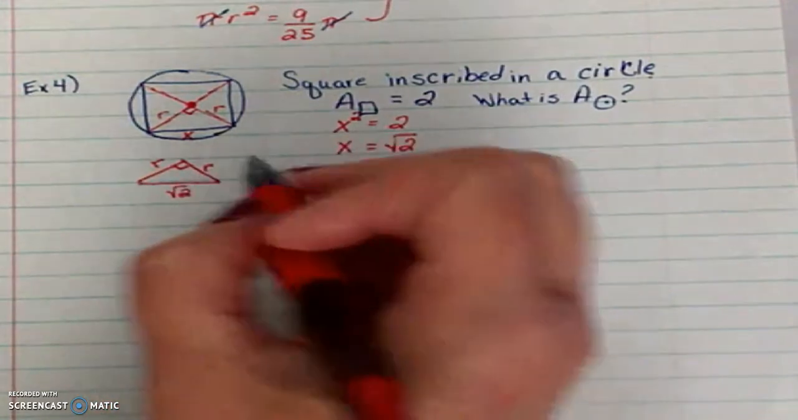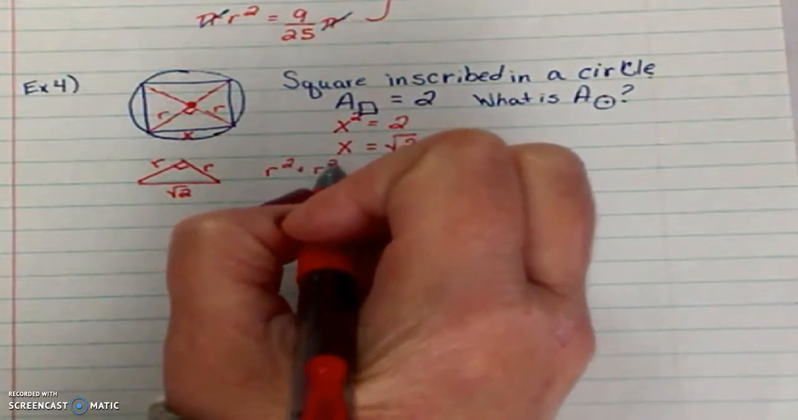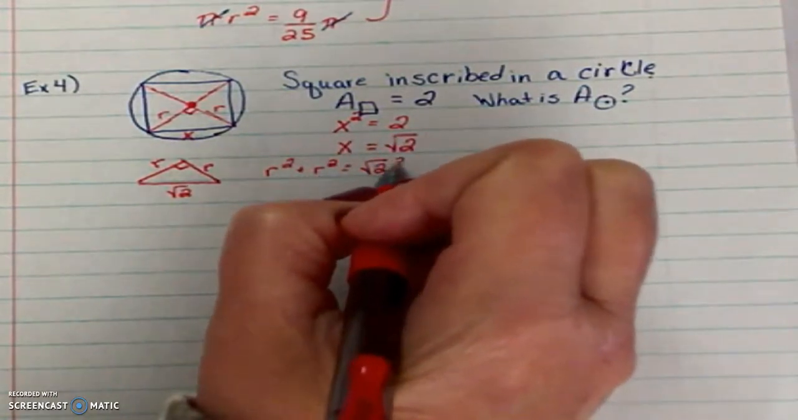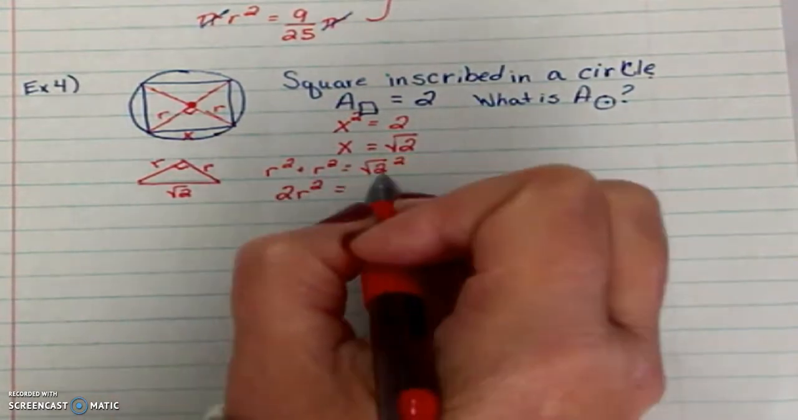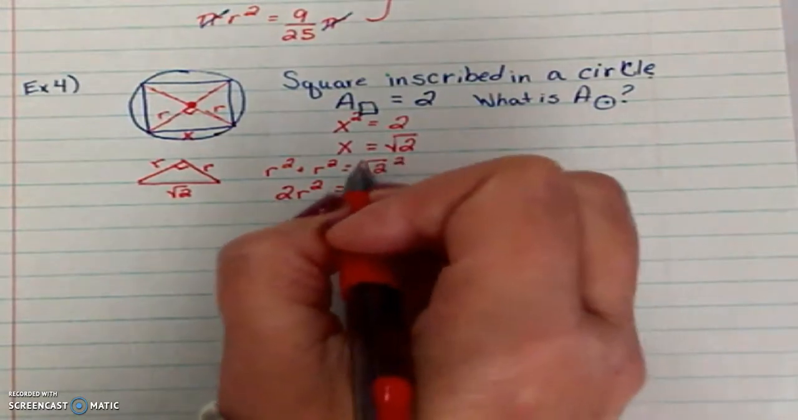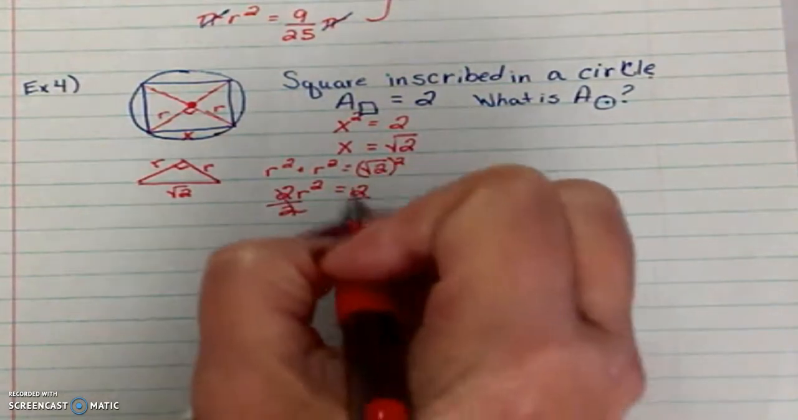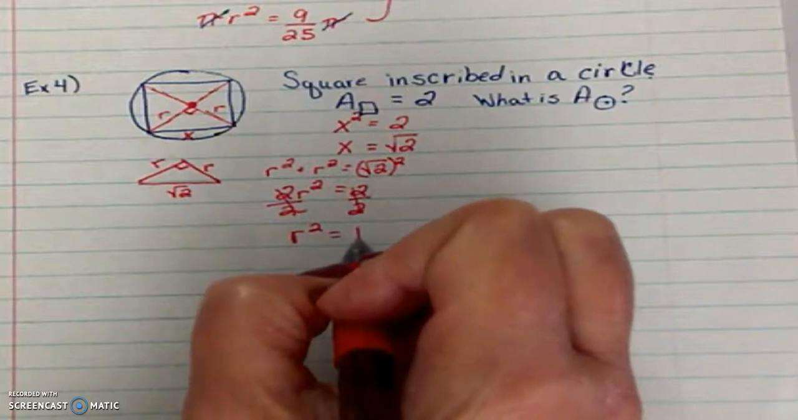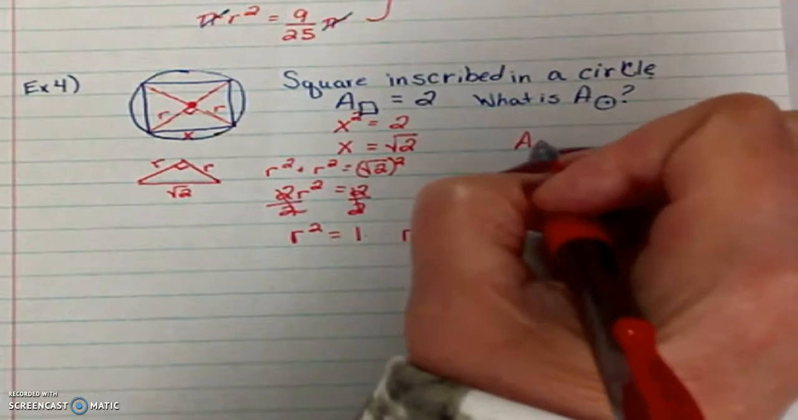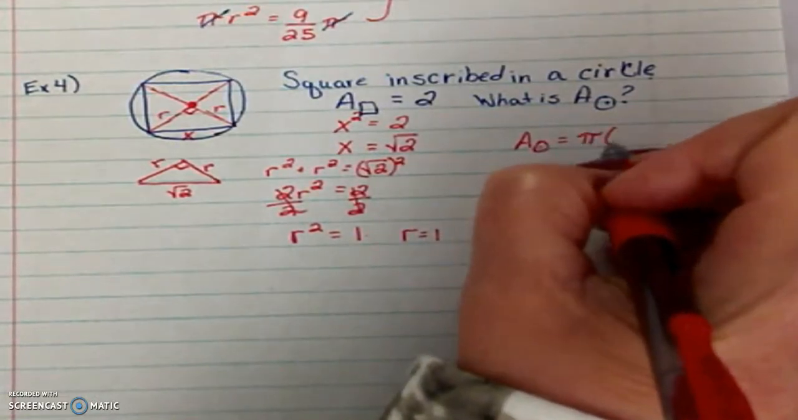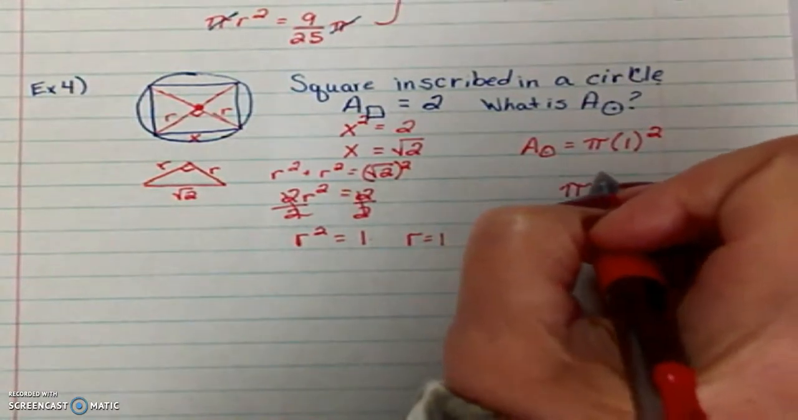So doing Pythagorean theorem, we're going to have r squared plus r squared is equal to the square root of 2 squared. So r squared plus r squared, those are like terms. So 2r squared is equal to the square root of 2 squared, which is just 2. So I'm going to divide by 2. And that means that your radius squared is equal to 1. And if you take the square root, your radius is 1. So the area of your circle, which you are looking for, is pi times the radius squared. So the area of the circle is just pi square units.